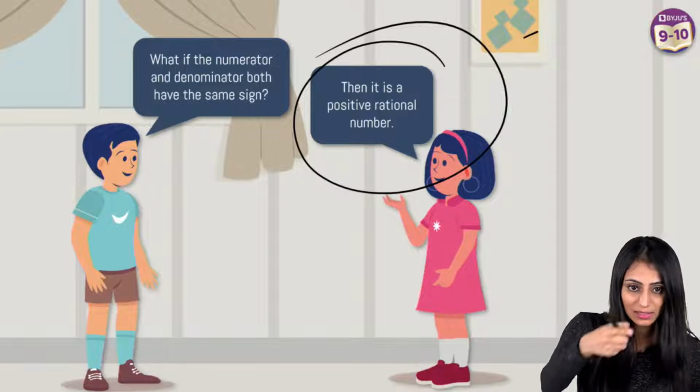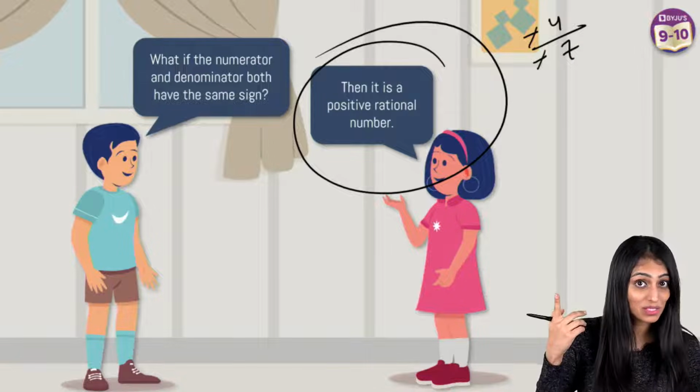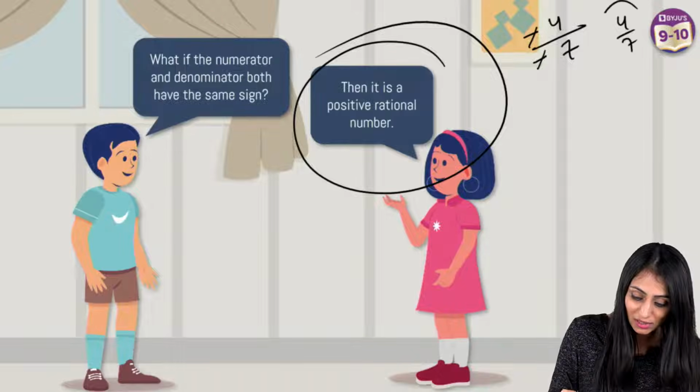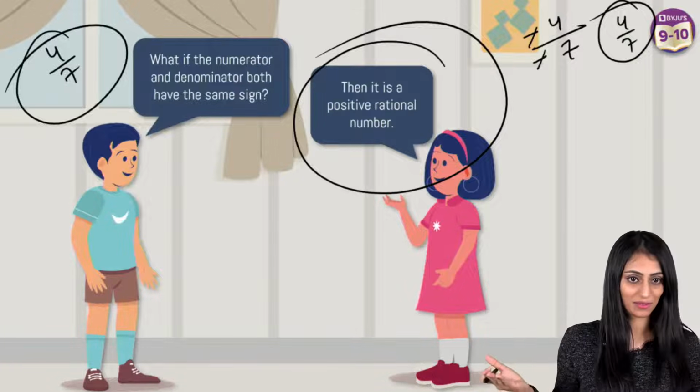Let's take the same example that you took. If we have minus 4 by minus 7, definitely both are negative. Negative, negative, I explained to you in the previous session also, they will cancel out each other. So the final rational number is going to be positive. Or if it is like this, anyways it is positive.